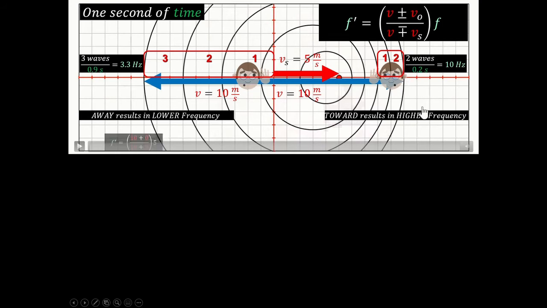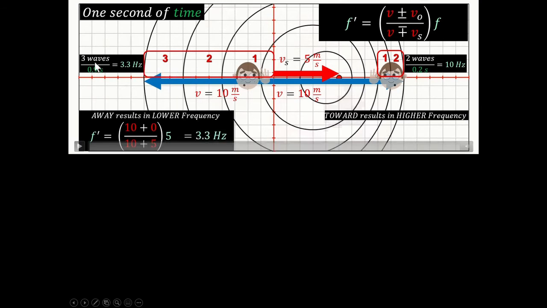All right, so let's see how that equation works over for this one as well. This person was moving away, and they only heard 3 waves in 0.9 seconds, so they heard 3.3 hertz. And same thing as before, but this time the observer was stationary, so its velocity was 0. And now I have to decide, do I add or do I subtract?